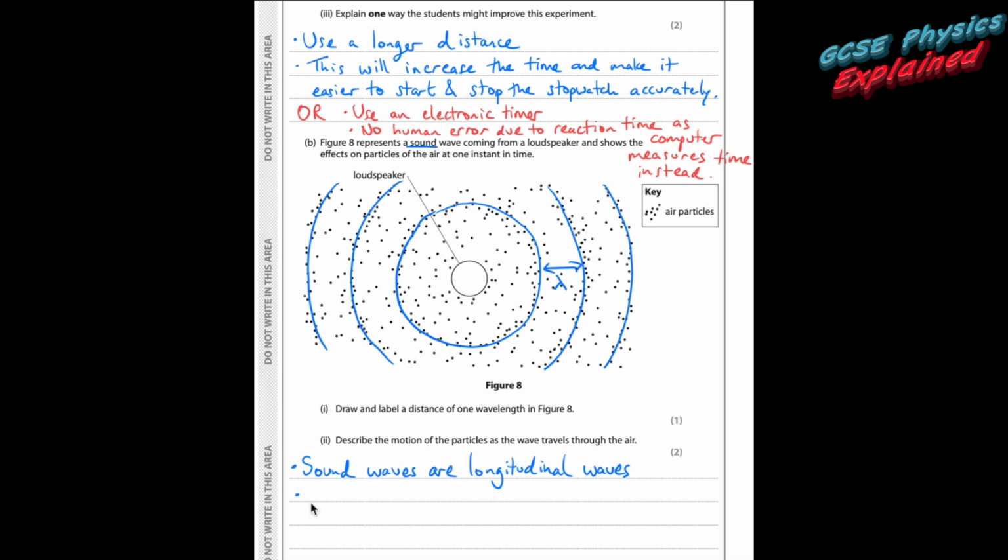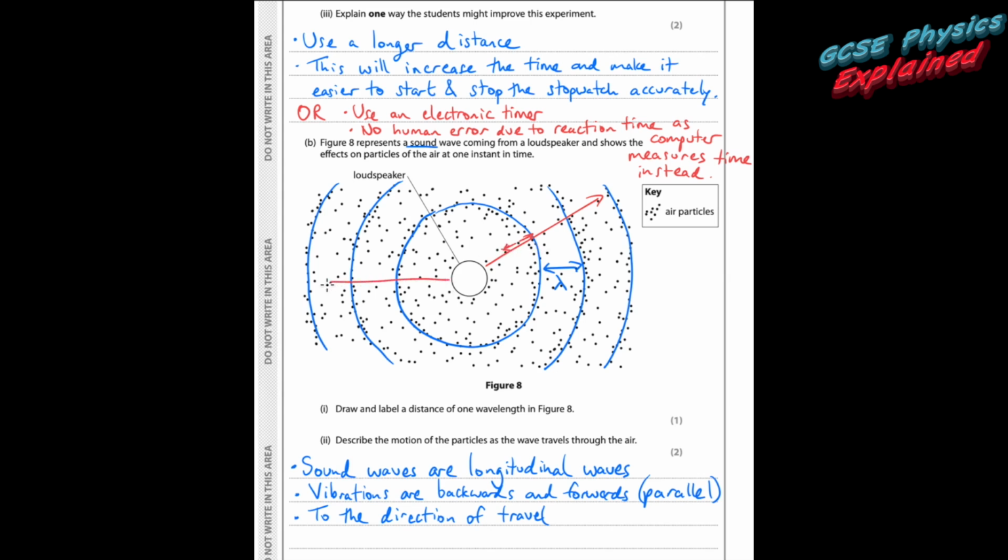And the vibrations are backwards and forwards. In other words, parallel to the direction of travel. So what I mean by that is that if the wave is travelling out that way, the vibrations, say this little particle here, that'll vibrate a little bit forwards and then a little bit backwards.